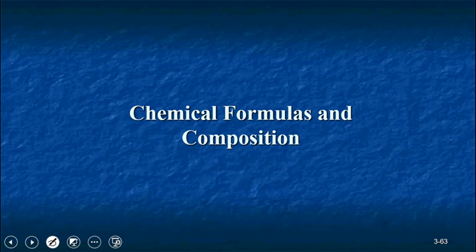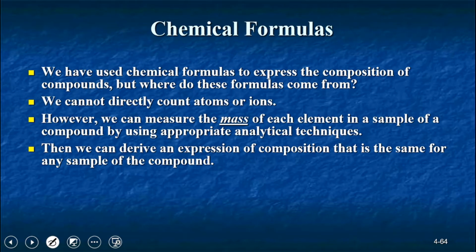Okay, so we've talked about chemical formulas so far, and we've said, well, a chemical formula reflects the composition of a compound. It tells me what elements are there and in what proportions, right? And we have used these to express composition, but where do these formulas come from? Because we cannot directly count atoms or ions.